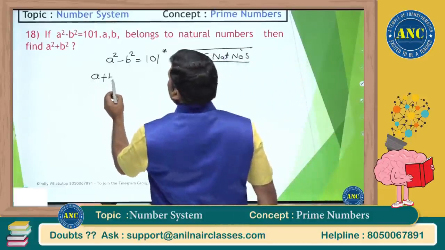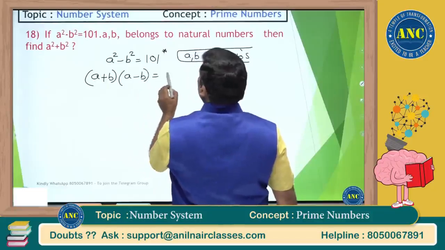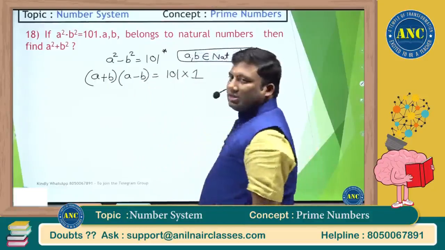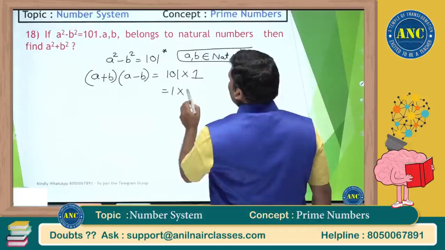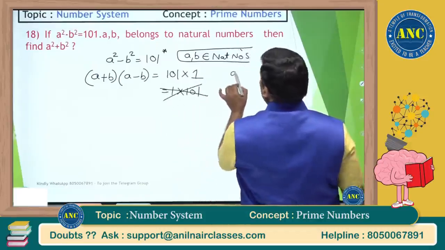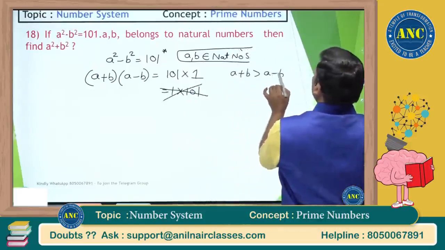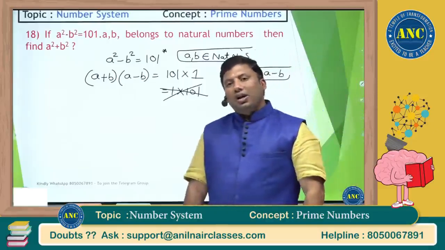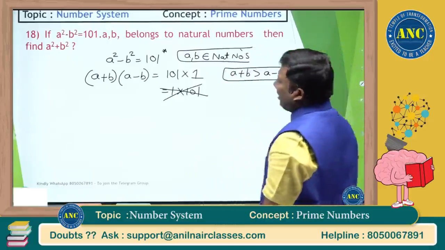A square minus b square can be written as a plus b into a minus b. Because it is a prime number, it can be written as 1 into p or p into 1. Writing like this is a mathematical mistake. Don't write like this, because if a and b are natural numbers, the sum of two natural numbers will always be greater than their difference.